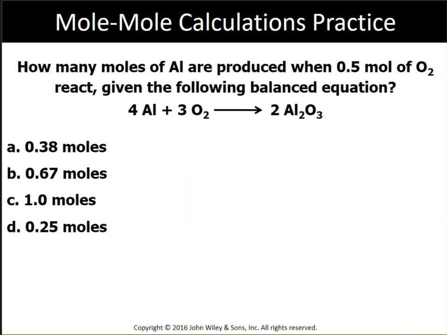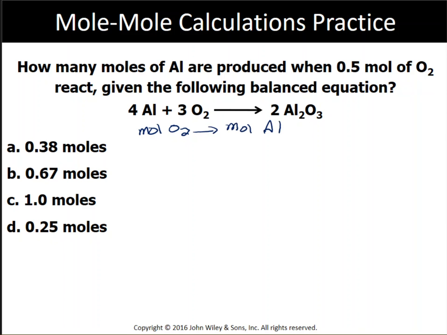All right, let's look at another example. Here we're looking at a combination reaction of aluminum metal and oxygen gas that produces aluminum oxide. We want to know how many moles of aluminum are produced when 0.5 moles of oxygen reacts. So from moles of O2, we're trying to find moles of aluminum.